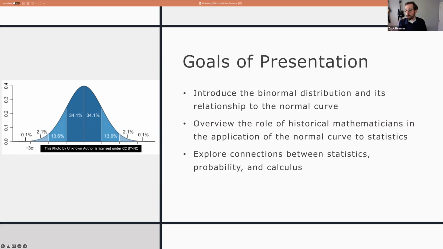While we don't necessarily have the opportunity to explore all of these in the day-to-day classes that we teach, there are a lot of ways in which we can build some of this into statistics or in Calc 1 or multivariable calc as well.